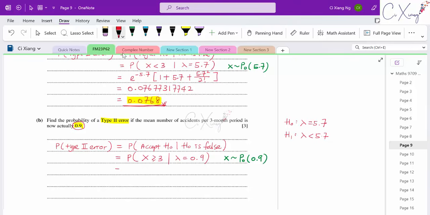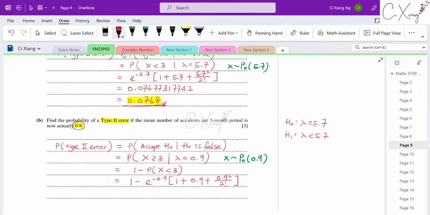Okay, so to calculate the probability for x greater than or equal to 3 in Poisson distribution, I have to take 1 minus the probability of x smaller than 3, where we take 1 minus the probability of x equals 0, x equals 1, and also x equals 2. So I'm having e negative lambda. When x equals 0, I'm having the 1 here. When x equals 1, I'm having lambda, which is 0.9. When x equals 2, I'm having 0.9 squared divided by 2 factorial.